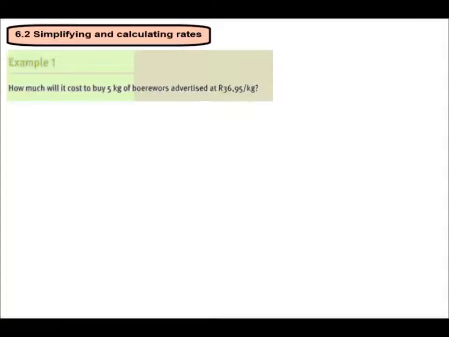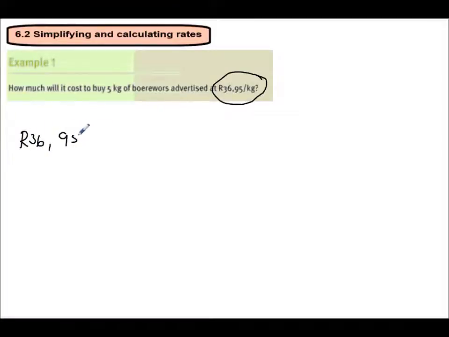First thing we're going to do is simplify and calculate rates. So how much will it cost to buy 5 kilograms of boerewors advertised at R36.95? I'm going to once again use what I taught you in ratio. This is your given. They are telling you that for every 1 kilogram of boerewors you buy, you are going to pay R36.95. So let's write it down.